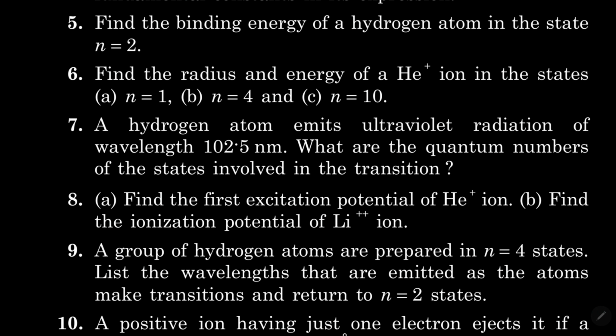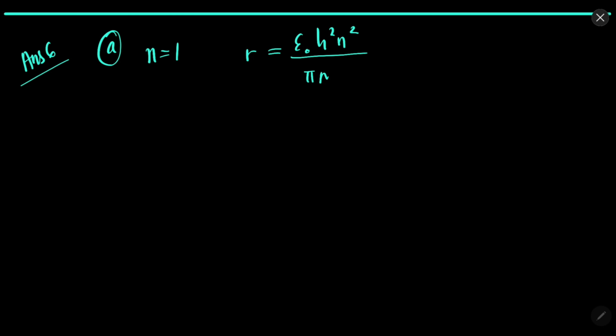In question 6, we need to find the radius and energy of the helium ion in the states n equal to 1, 4 and 10. So this is the sixth one. A part, n is equal to 1. We know the radius is epsilon naught h square n square over pi m z e square, or it can also be written as 0.53 n square over Z in angstrom.